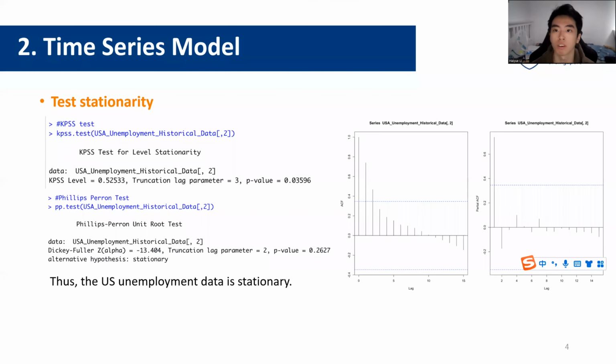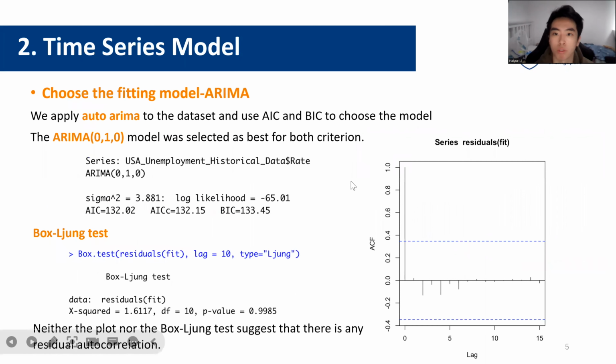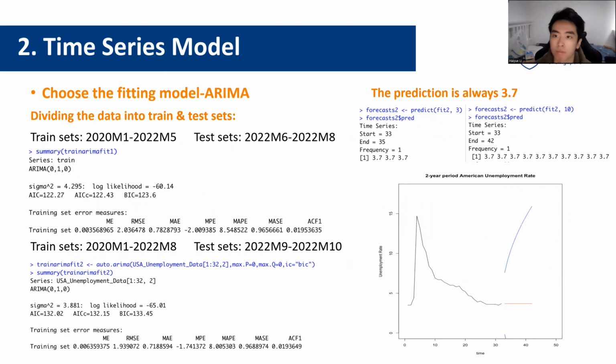Okay, I want to talk about the time series model. The first step, we should check the stationarity. We can see the picture. That's the US unemployment data is stationary. The next step, we should choose the fitting model, ARIMA. We use the box test, and either the plot or the box test suggests that there is no residual autocorrelation.